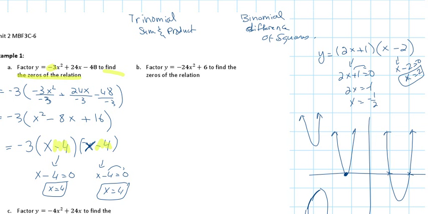Okay, so here's what I want you to do. I want you to attempt B and C. Let's see what you can do. Write them in pencil.